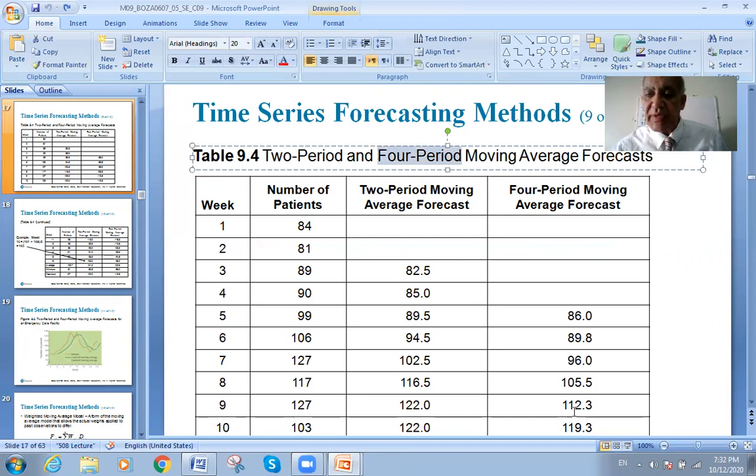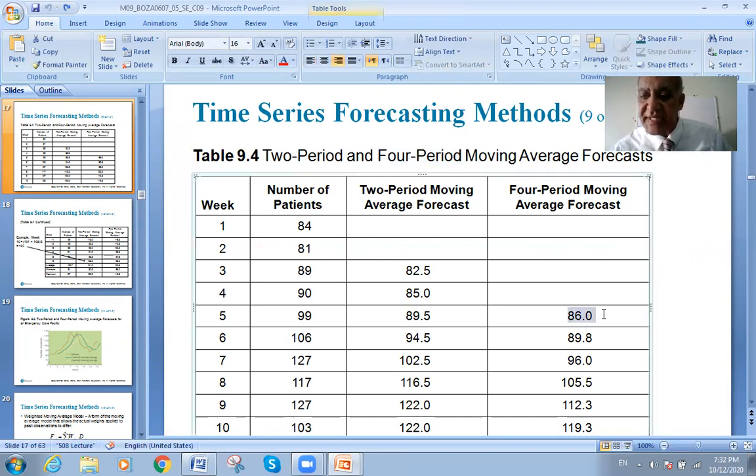Let's do the first example, which is 86. I will say from where this 86 comes, then I will move on like this to the numbers here. I will not take 99, but I will take 1, 2, 3, 4: 84 plus 81 plus 89 plus 90. Then I will divide them by 4. Let's go and see this.